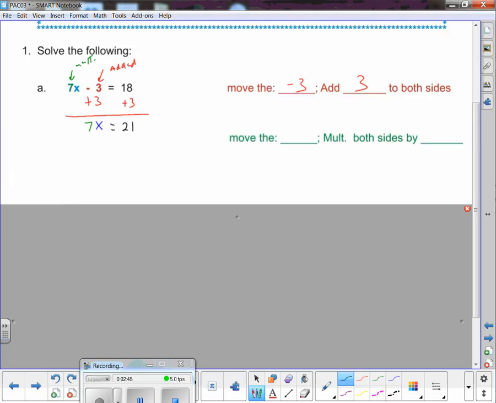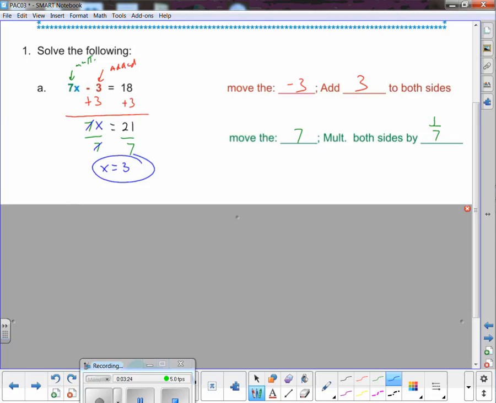Now we want to move the 7. The 7 is multiplied times the variable. Therefore, we're going to move it by multiplying both sides by the reciprocal, or we could do the shortcut. We're either going to multiply both sides by 1 over 7, or we'll do the shortcut, divide both sides by 7. We've isolated the variable on the left. We all know that 21 divided by 7 is 3, and our answer is x equals 3.